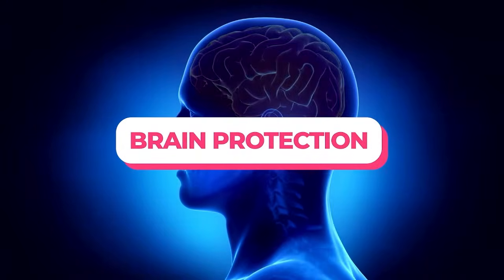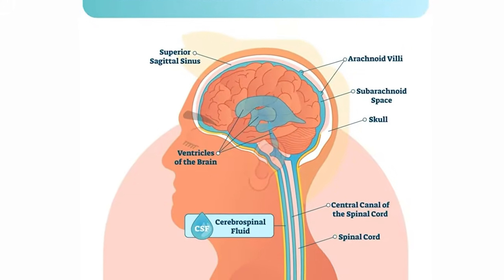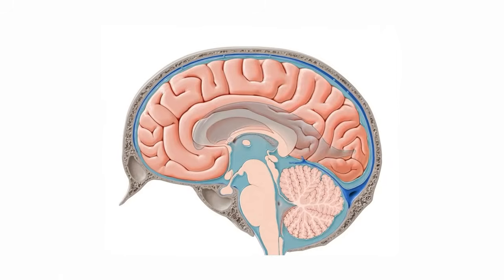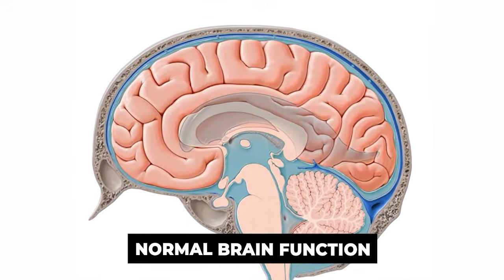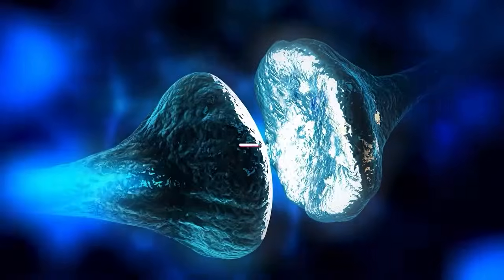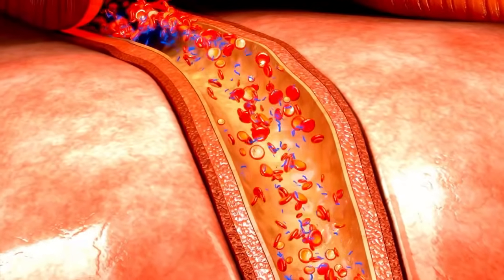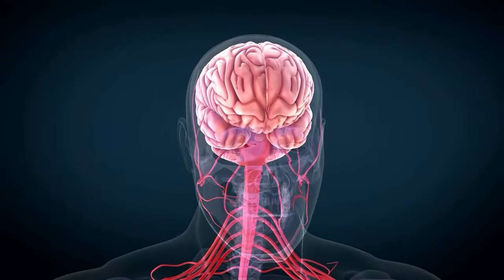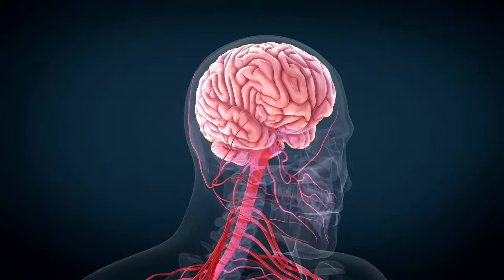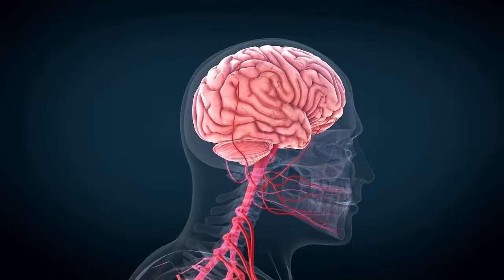Brain protection. CSF acts as a cushion, providing a protective layer for the brain against trauma. The fluid also helps maintain intracranial pressure, which is crucial for normal brain function. Nutrient and waste transport. CSF facilitates the exchange of nutrients and waste products between the brain and the blood. This was the basic overview of the human brain, its components, and the functions they perform.